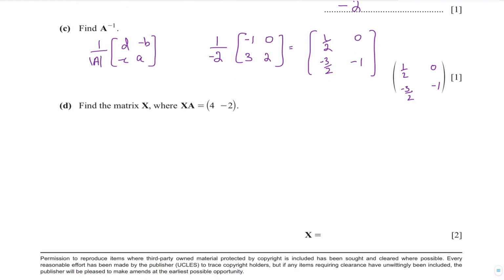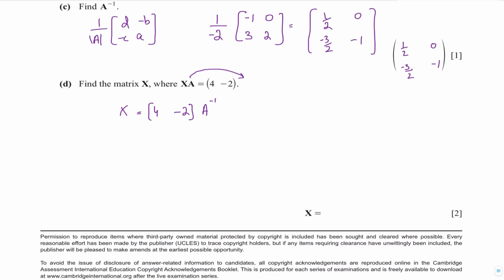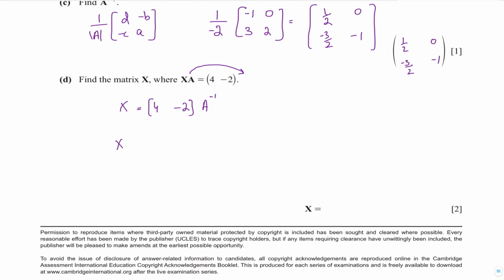Find the matrix X where X times A is equal to 4 minus 2. Okay, so if you want to find out X, that means you'll have to take A on the other side, and since A is written after X, if it moves across the equals sign, it's going to become A inverse. But the question is, where should I place A inverse? The answer is, you're going to place A inverse right after this matrix, which is 4 and minus 2. So X equals 4 minus 2, and at this point I'd prefer to use this form because it's going to be easy to work with. So minus 1 upon 2 on the outside, minus 1, 0, 3, 2.